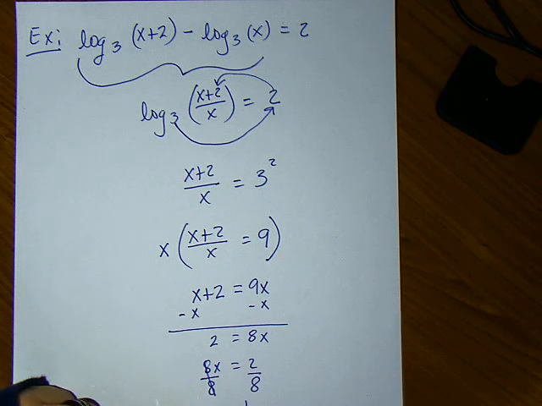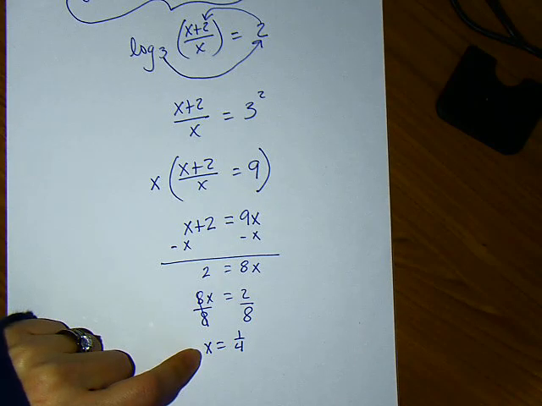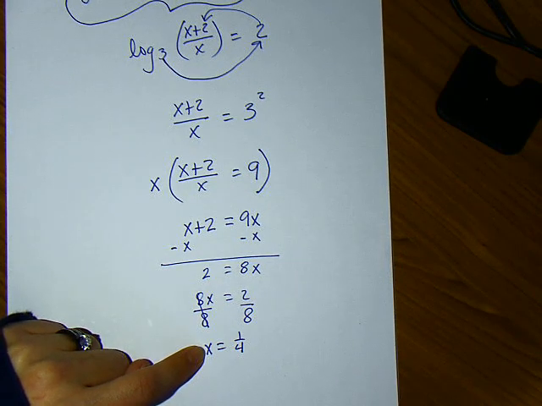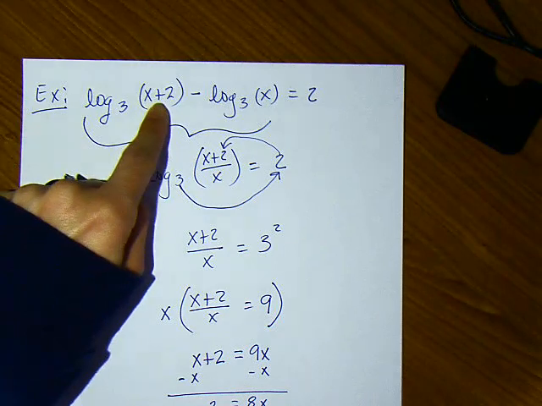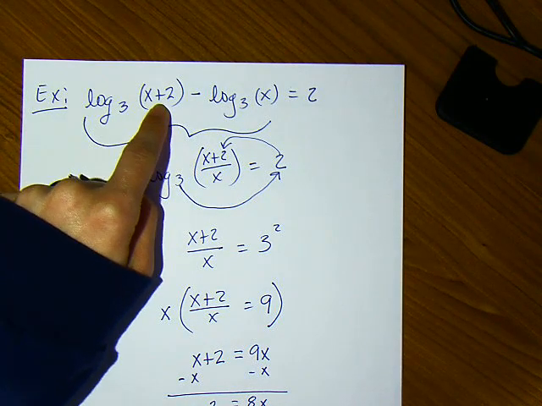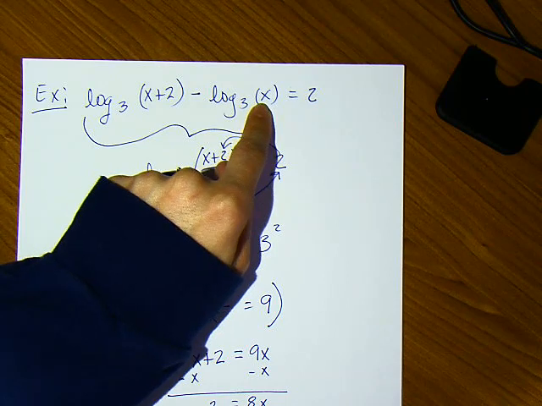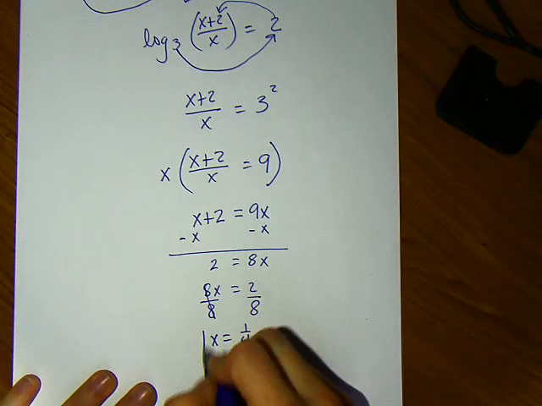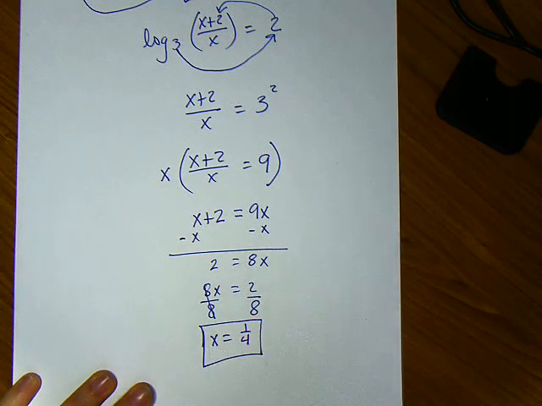So the same restriction holds. It doesn't matter what x is equal to, as long as when I plug it back in, I keep a positive number. So I'm going to check. 2 plus a fourth is 2 1/4, so that's positive. If I plug in a fourth, it is positive, and so here it will stay positive. So I know that x equals 1/4 is a good solution.